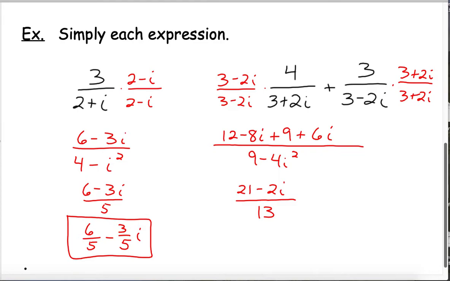Once again, let's split these into two fractions. So my final answer will be 21 over 13 minus 2 over 13i. And if you like, you could check that with the calculator and see what happens. Actually, that might be a good one to test.